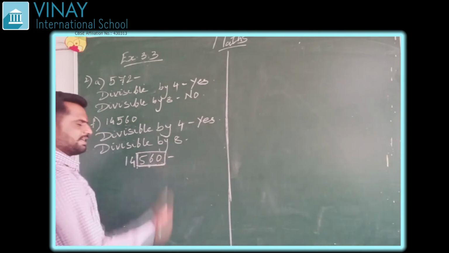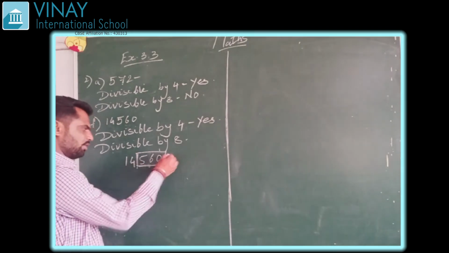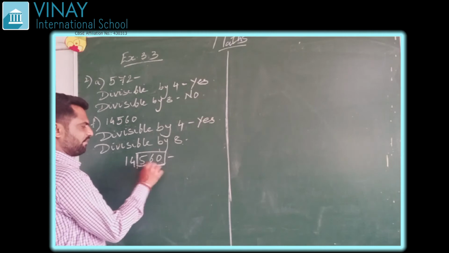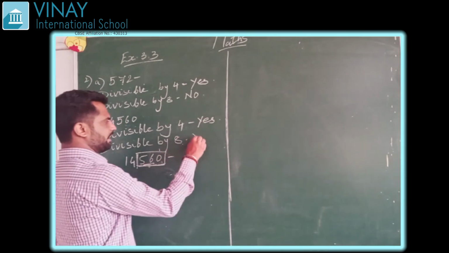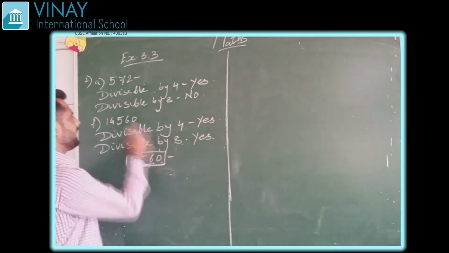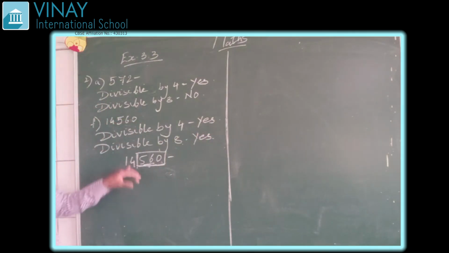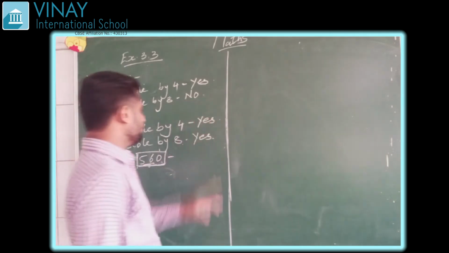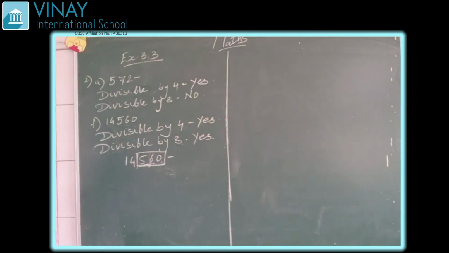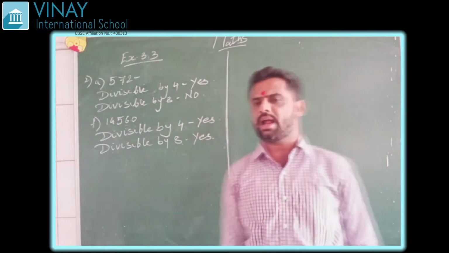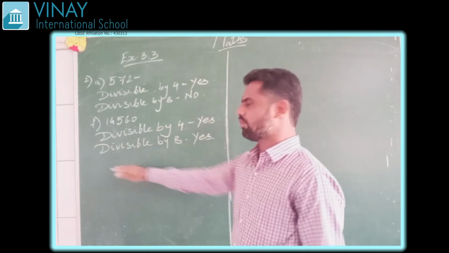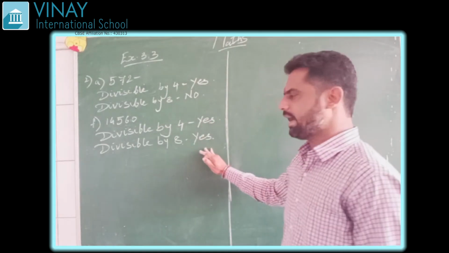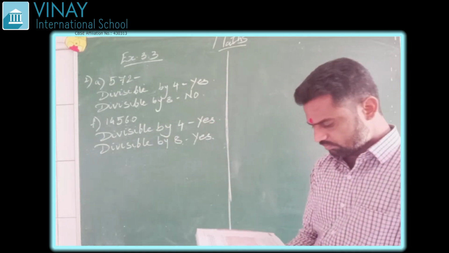This 560 is divisible by 8 also. 8 7s are 56 and 1 0, so it is 70. So it is divisible by 8 also. This number is divisible by 8 also. So the number 14,560 is divisible by both, divisible by 4 and divisible by 8.